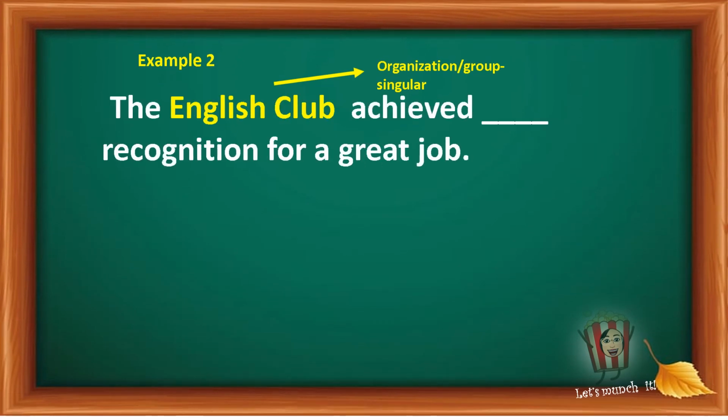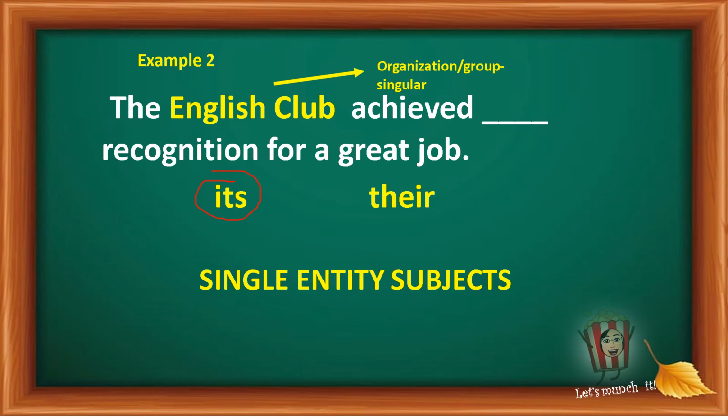Example number 2. The English club achieved blank recognition for a great job. Its or their? The correct answer? Its. Say, the English club achieved its recognition for a great job. So in this particular sentence, we made use of the subject, which is English club, and English club is an organization. It is a singular organization, so we made use of the pronoun its.